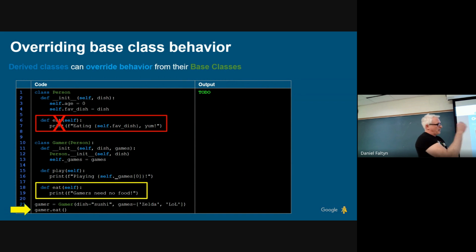So back to this pattern we were talking about where we have the local scope, the global scope, the built-in scope. You're always going from the bottom up. So what is the most specific information I have about gamer? Well, it's a gamer. So I'm going to call that method, not the one on my parent class.